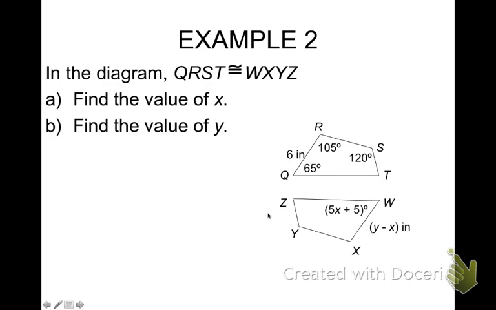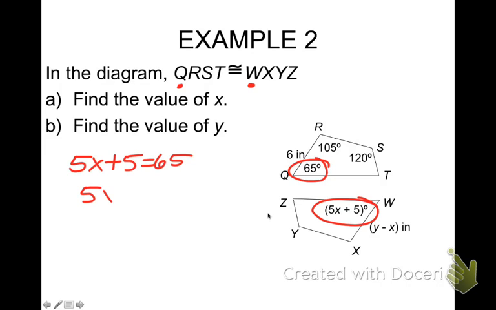So let's focus on this x right here at the 5x plus 5. Is that inside an angle or a side length? It's in an angle. Which angle? W. Now jump up to your congruent statement. W matches up with what on the other side? Q. So now look at the actual diagram. What is Q's degree? 65. So because they are congruent, that means they have equal measures. So 5x plus 5 should equal 65.